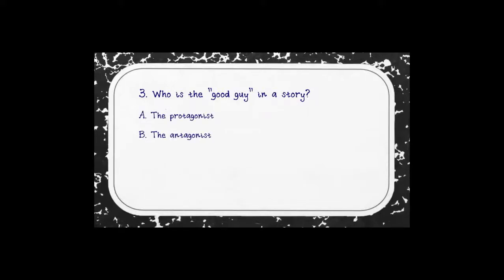Question 3. Who is the good guy in a story? Is it A, the protagonist, or B, the antagonist? The answer is A. The protagonist is the good guy in a story.